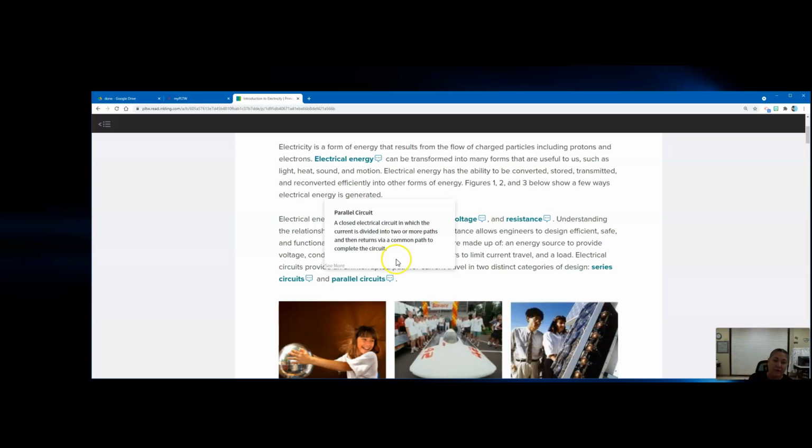So it says the current is divided into two or more paths and then returns via a common path to complete the circuit. And we're going to do exact, specific math on the current, so maybe you'll understand that when you're working that out.